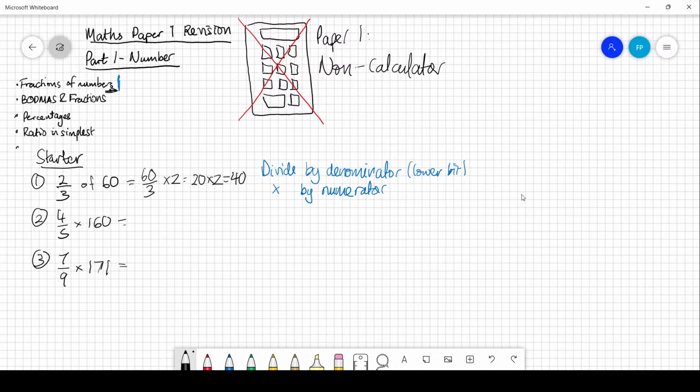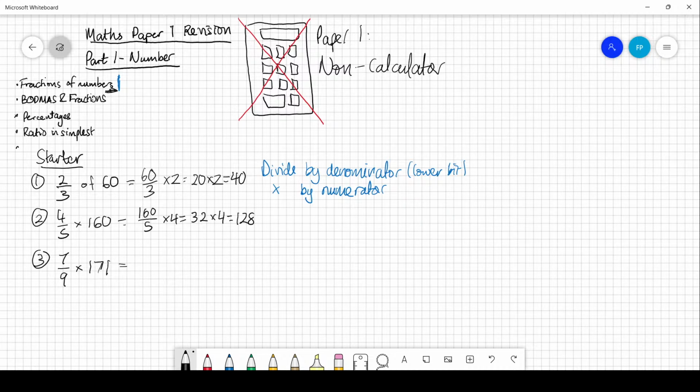So have you done these now? Yes. Okay, so for question 2, what have you got? 128. Okay, so talk me through the working. So I did 160 over 5 times 4, which would be 32 times 4, which is 128.